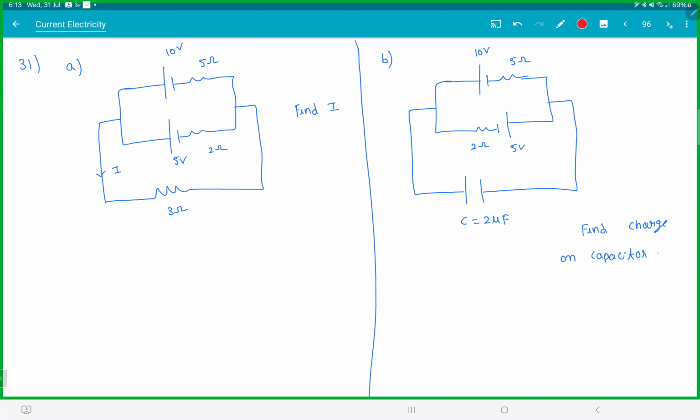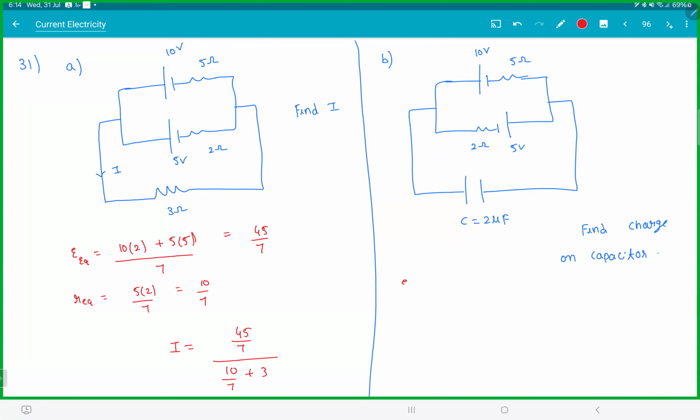I can replace the whole thing with one battery. E equivalent would be (10 into 2 plus 5 into 5) by (2 plus 5). That's 20 and 25, 45 by 7. R equivalent will be 5 into 2 by 7. And therefore, the current I would be (45 by 7) by (10 by 7 plus 3). That you can solve, you get the answer.